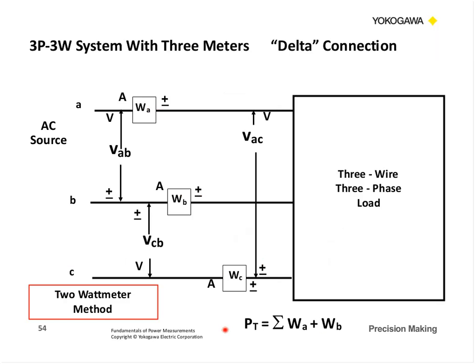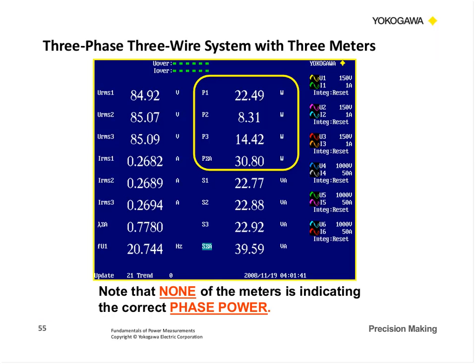Let's put our three wattmeters in there, again watching our polarities. I'm going to put this third one back in there. Total power is still measured with a two wattmeter method. So here's our three power measurements. We're only using one and two to get the total power.